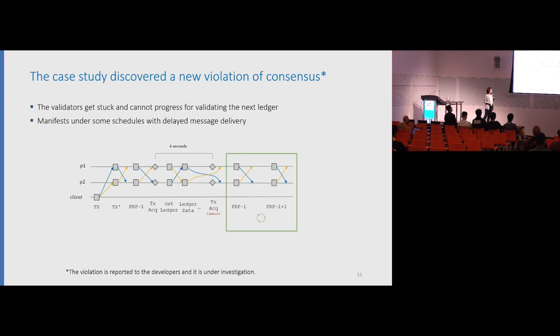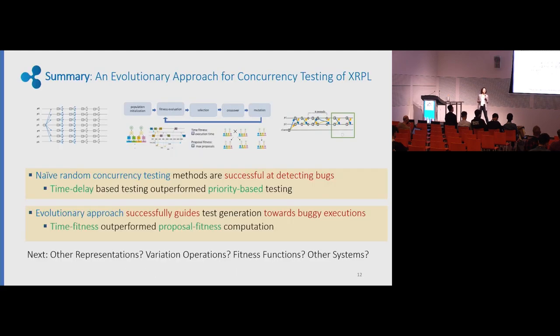So we reported the violation to developers, and it's under investigation, but it highlights the timing and synchrony assumptions in the execution of consensus algorithms. To sum up, we described Ripple's XRP ledger consensus algorithm, and we said that in a distributed network, things don't go that smoothly and everything is reordered.